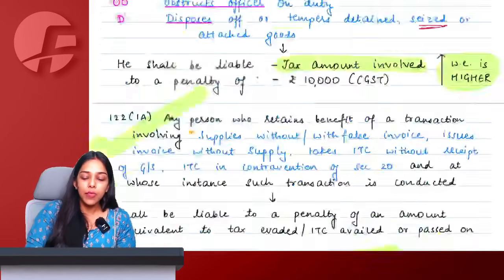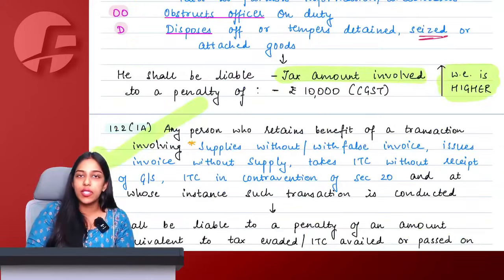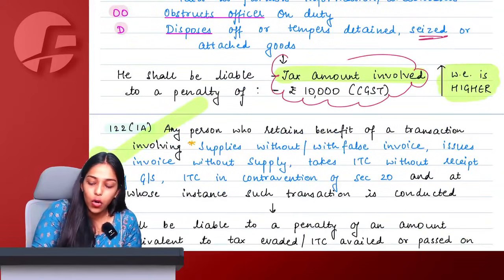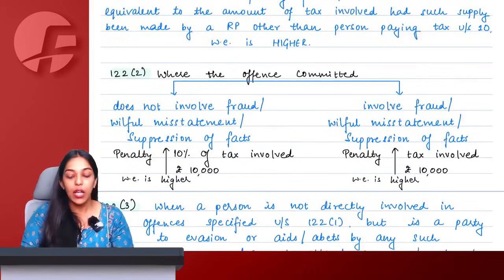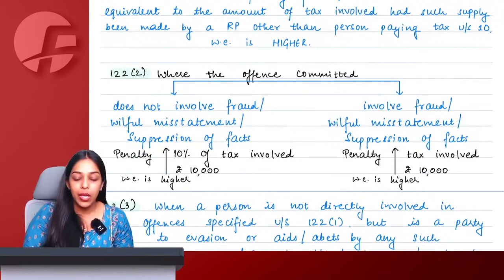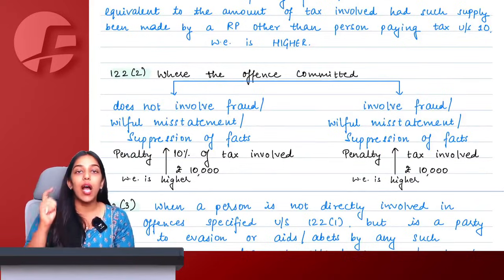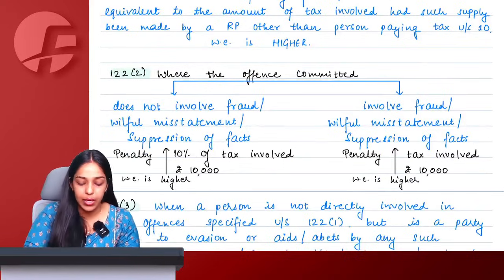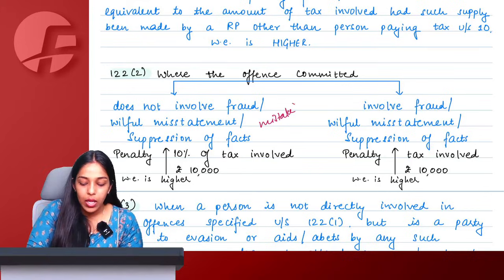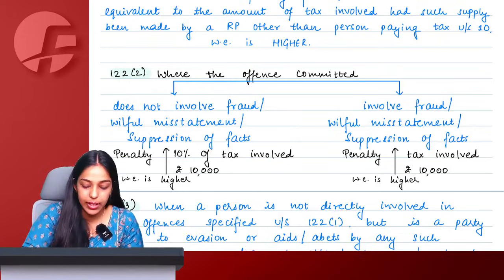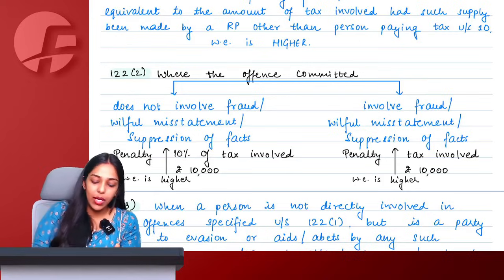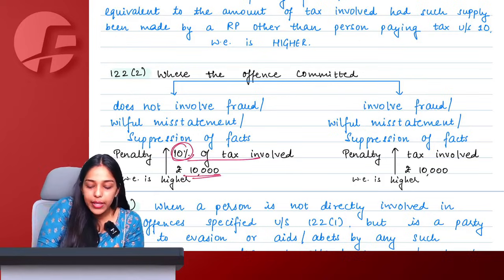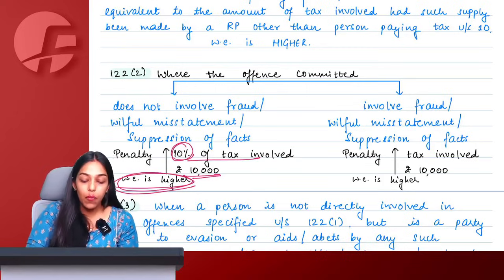Now we are saying that for all these offences that you have studied, a penalty of tax involved or 10,000, and for an e-commerce operator again tax involved or 10,000, whichever is higher. It might be possible that the offence was committed without any intention of fraud or willful misstatement. Basically, it was just a mistake. In that case, we are going to give you a discount in the penalties. So if the tax amount involved is extremely high, your penalty becomes 10% of tax involved or 10,000, whichever is higher. What are we saying?